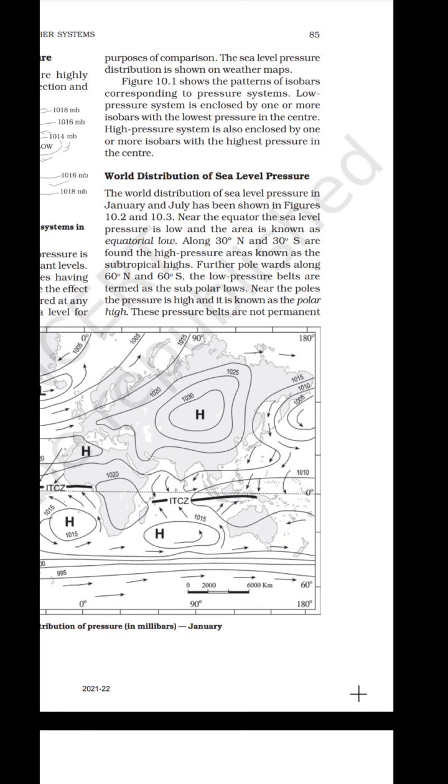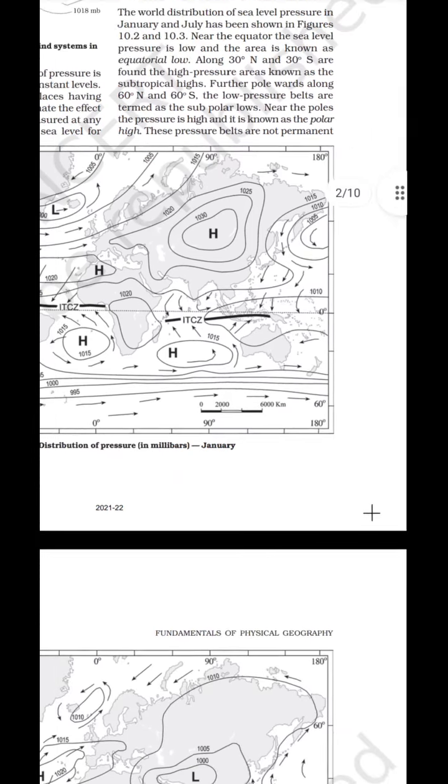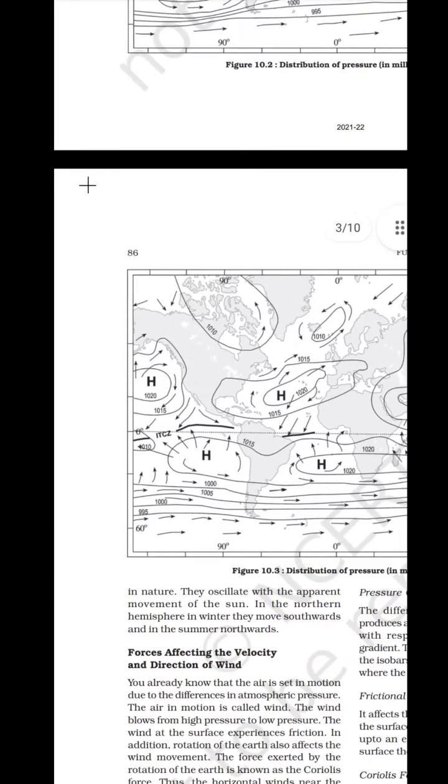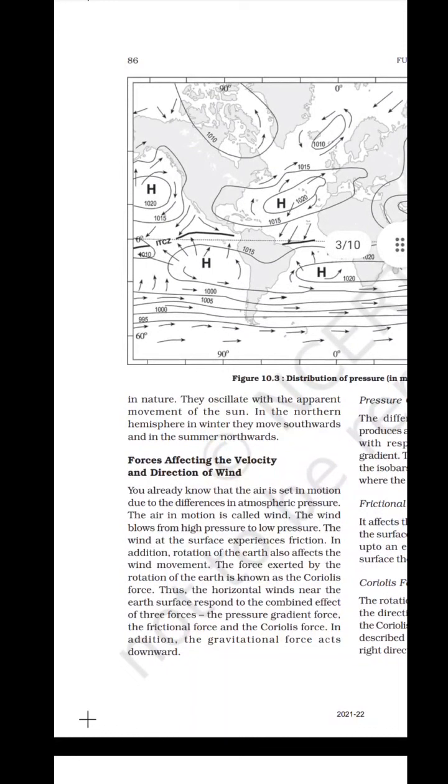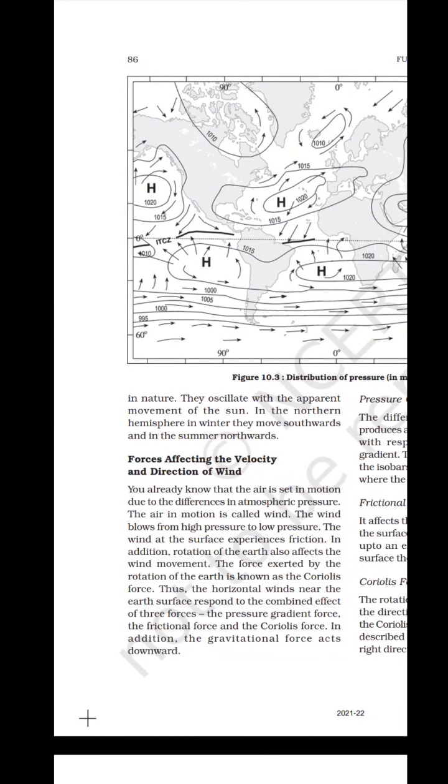These pressure belts are not permanent in nature. They oscillate with the apparent movement of the sun. In the northern hemisphere, in winter they move southwards and in the summer northwards.